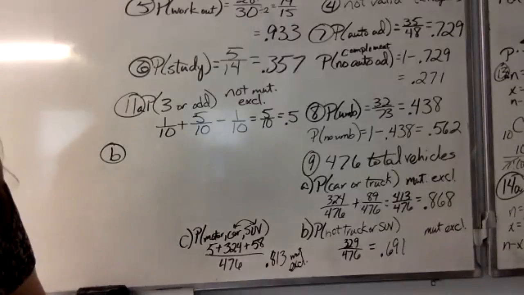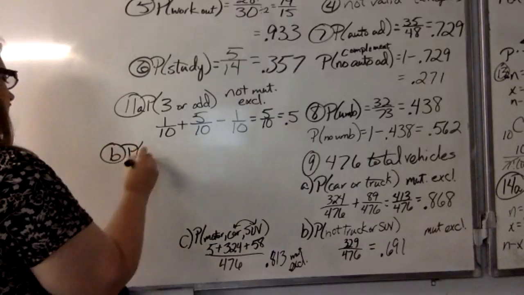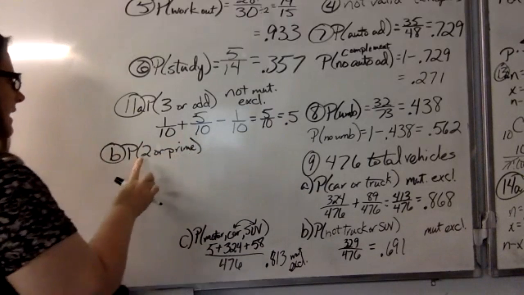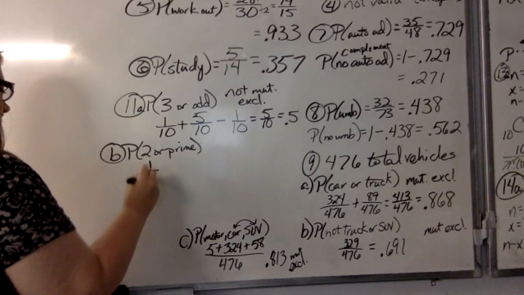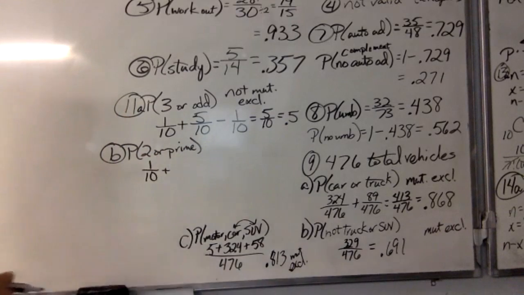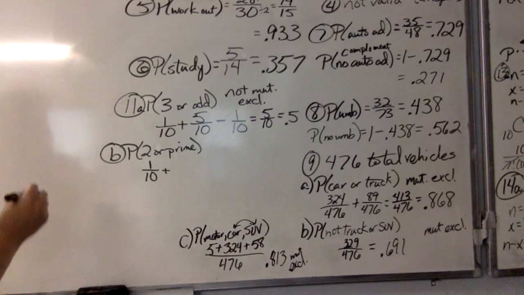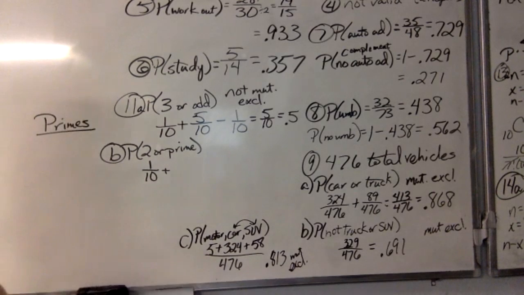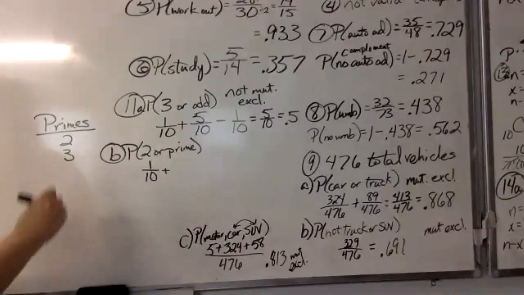Part B. A 2 or a prime number. How many 2s are in there? 1. Prime numbers, remember, are numbers that only have 2 factors, the number itself and 1. So our list of primes, is 1 a prime number? No. 2's prime, 3's prime, is 4 prime?